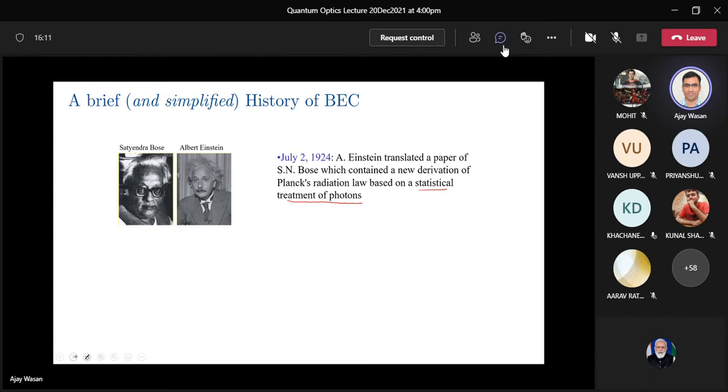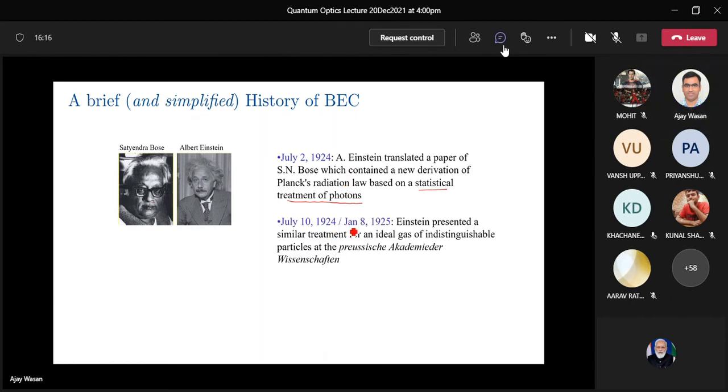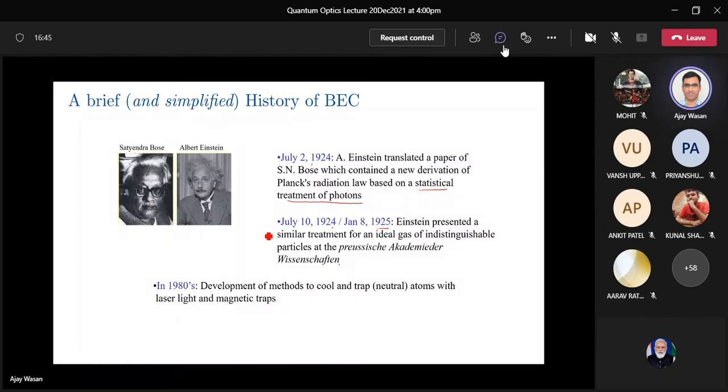And then later on Einstein used this idea, and after this paper, he worked in 1924 to 1925. Einstein presented a similar treatment for an ideal gas of indistinguishable particles at a German conference, so you can make out some German words. He presented this paper in this conference. And what was that, I will show you in the coming slide.